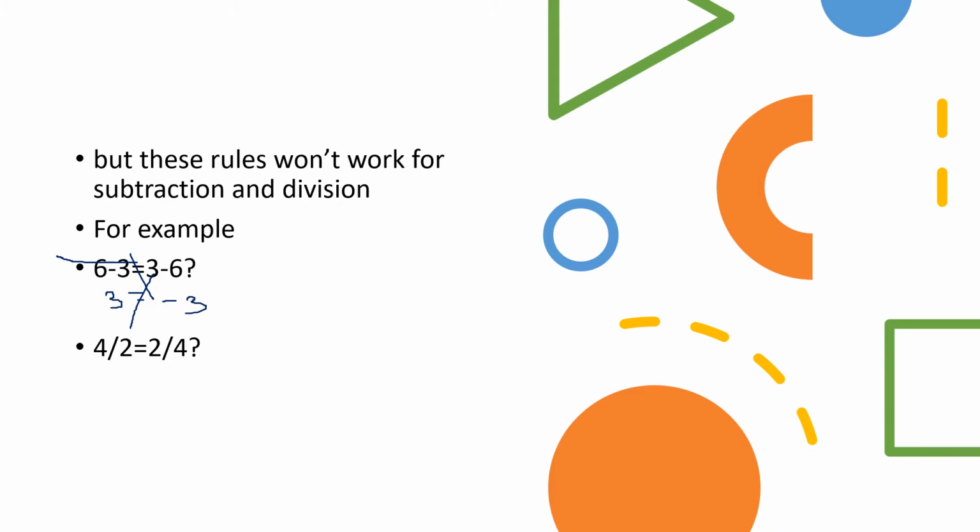Now, if we had 4 divided by 2, you get 2. But if you had 2 divided by 4, you get 1/2. So once again, this equation is proved not to be equal. So because order matters for subtraction and division, there isn't a commutative property of subtraction or a commutative property of division.